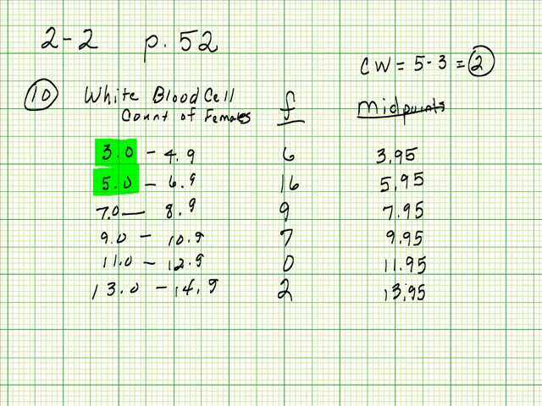Okay, we've done the class width and the midpoints. Then we want the class boundaries. Remember, we have half a step before 3, so that's going to be 2.95 to 4.95, half a step after. Half a step before is 4.95. The other way you could do it is add 4.9 and 5 and divide by 2.